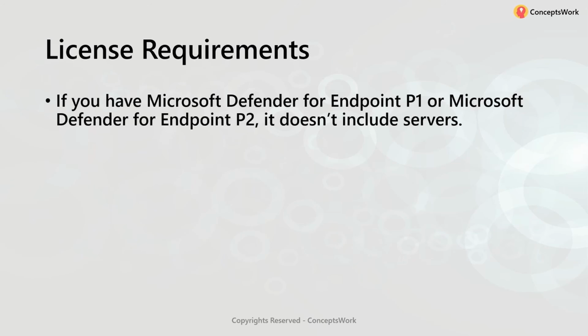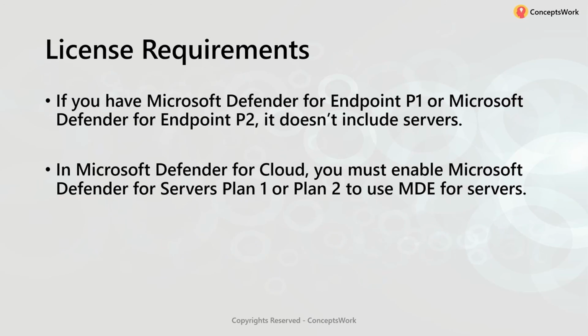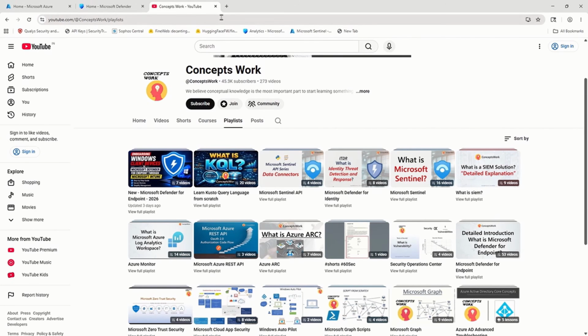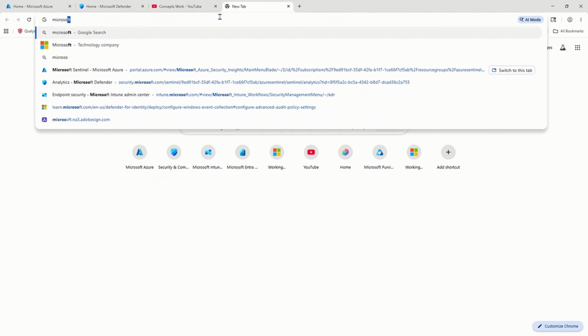So now let's assume you have MDE P1 or P2. That doesn't mean that you can just go ahead and onboard servers because these license SKUs do not include servers. Instead, what you have to do is log into Microsoft Defender for Cloud and enable Microsoft Defender for Servers Plan 1 or Plan 2 to use MDE for servers. Okay. Now, let me show you the documentation first and then things will make a lot more sense.